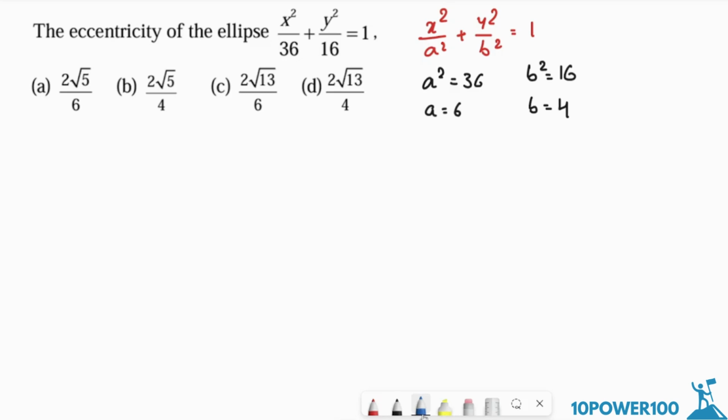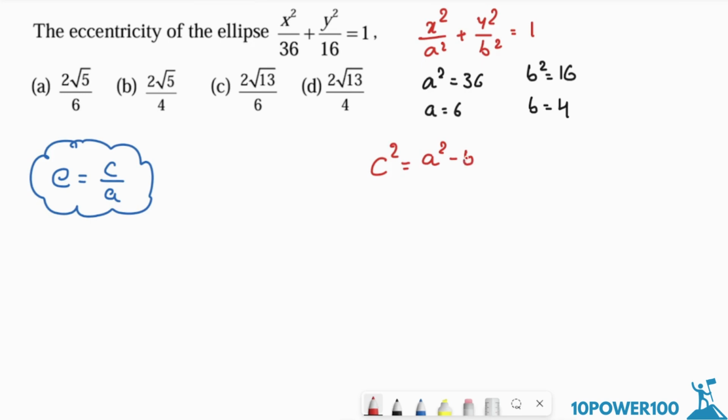Now, one more condition we should know. The eccentricity formula is e is equal to c by a, which is the major formula. Now, to find out c, we should know the relation between the major axis, minor axis, and the foci. That is c square is equal to a square minus b square. This is one of the formulas that comes in the ellipse concept: c square is equal to a square minus b square.